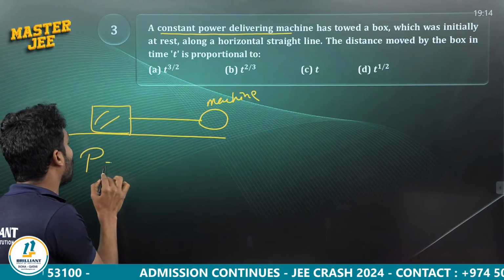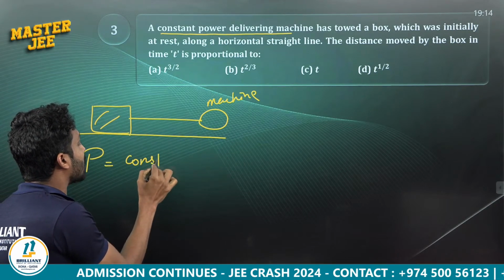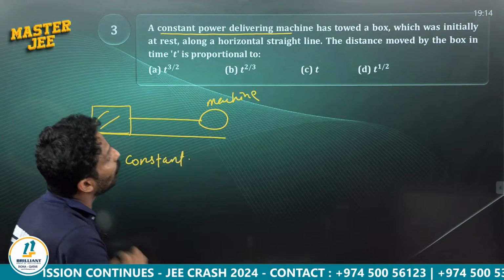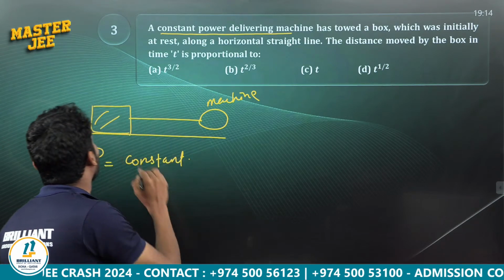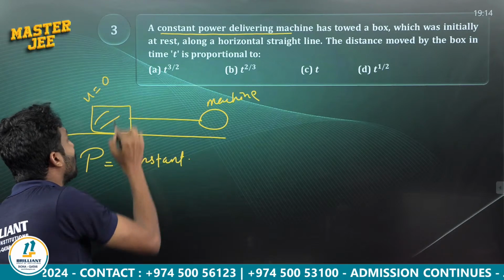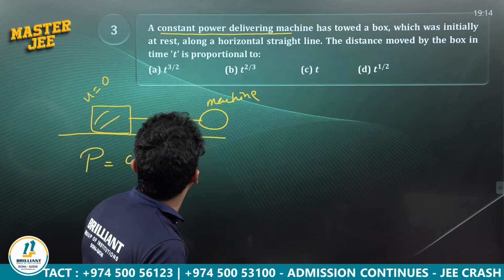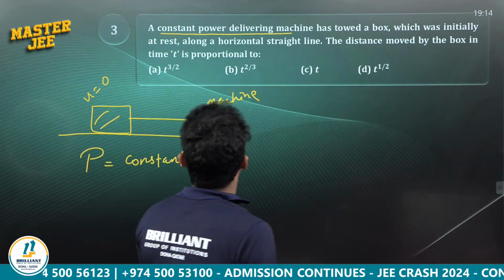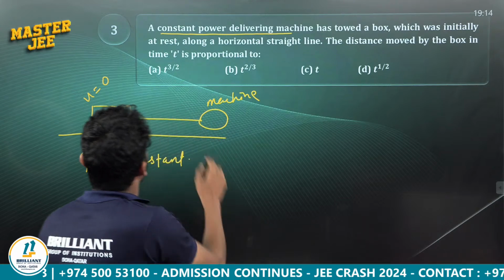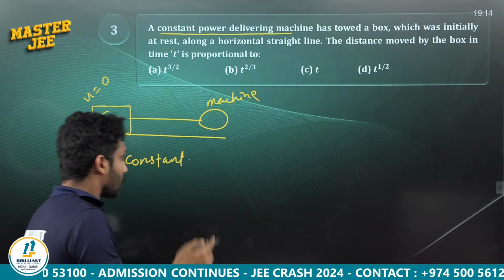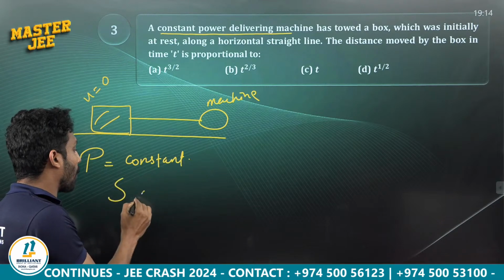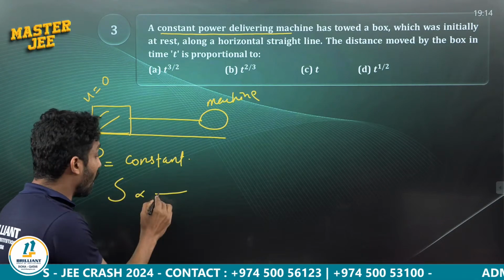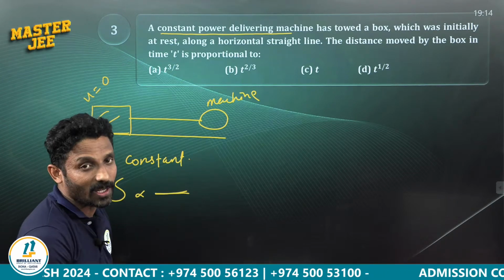The power is here mentioned as constant. Clear? Okay. The box was initially at rest. Now, the distance moved by the box in time t is proportional to dash. The proportionality of this distance with the time is asked.